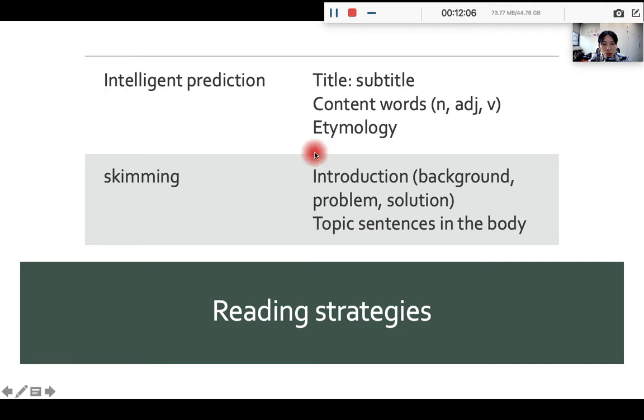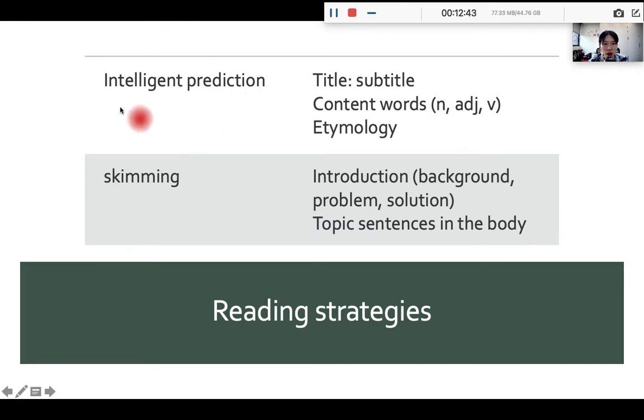Today I am going to introduce a new reading strategy called intelligent prediction. But before we do that, let's review the most common strategy we use, which is skimming. When we skim, we read the introduction to identify the background problem of the topic and the argument of the author. And we also look at the topic sentences in the body paragraphs so that we know what the main ideas are.